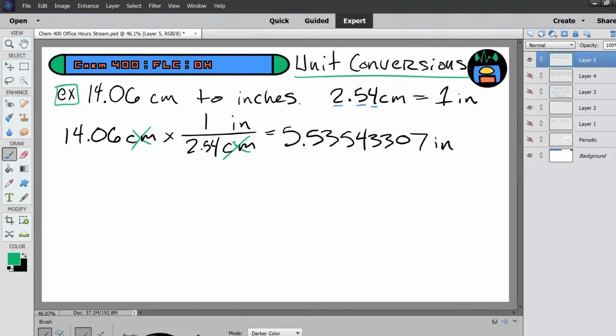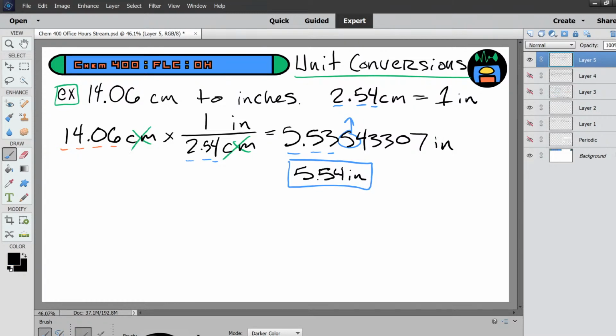Now we have to look at our sig figs. 14.06 has 4, 2.54 has 3. So since 3 is less, and we're doing division, we're limited to 3 sig figs. This 5 will round up. So our final answer will be 5.54 inches. So the correct value with the correct units and the correct sig figs. In this unit conversion, our conversion actually limited our sig figs because it only has 3.